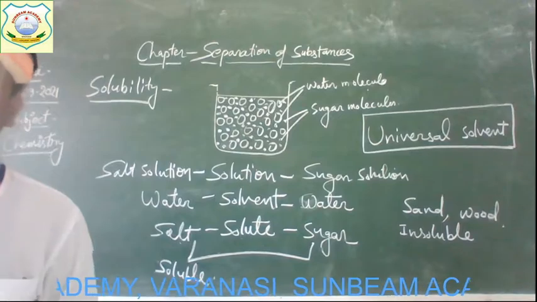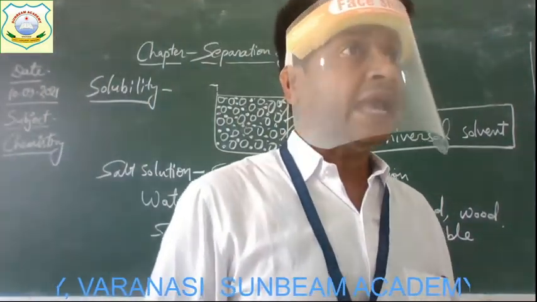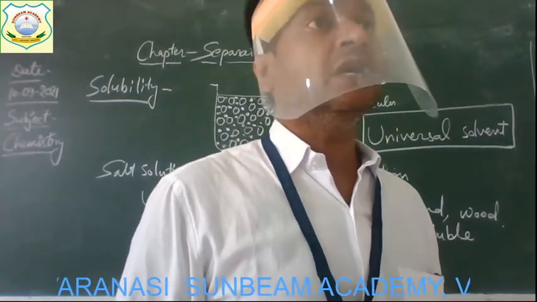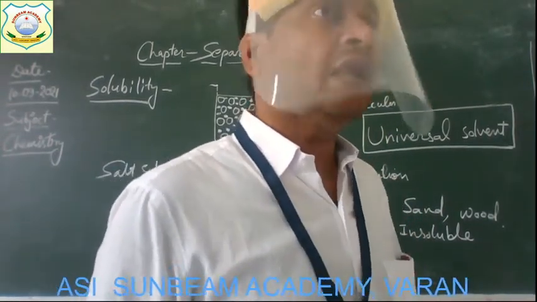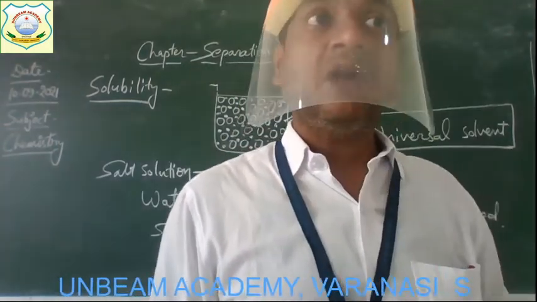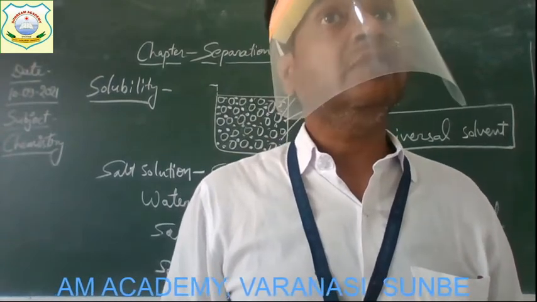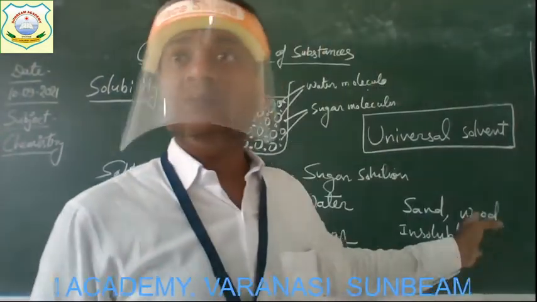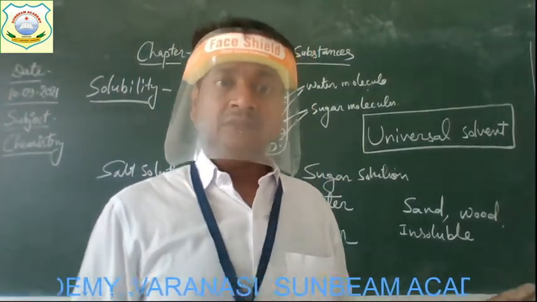Soluble in water means the substances that can be dissolved in water. So we can say that they are soluble in water, like salt, like sugar. And the substances that cannot dissolve in water are known as insoluble in water, like sand, like wood pieces. Okay, got it, everyone?